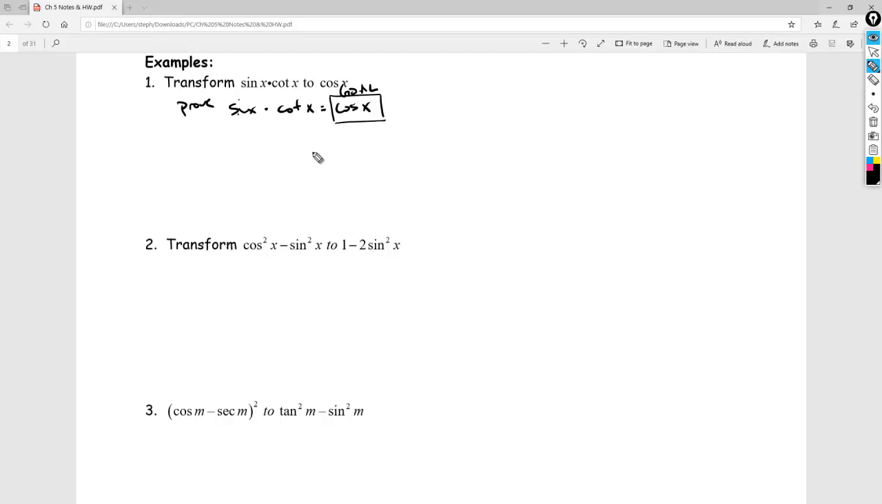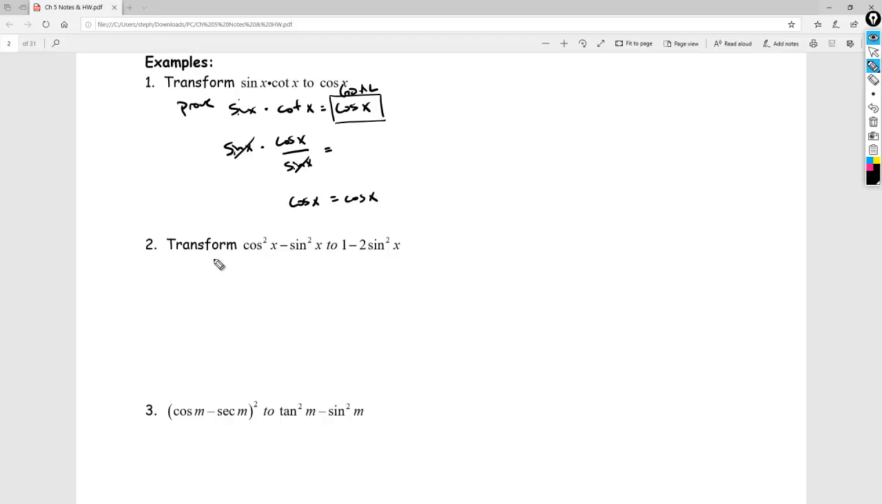things to work with. And again, I'm going to use my strategy of rewriting everything in terms of sine and cosine. So sine of x is obviously written in terms of sine. Cotangent is the same thing as cosine over sine. And if I cancel, I end up with cosine of x equals cosine of x, which I did get to my goal, so I have completed my proof.